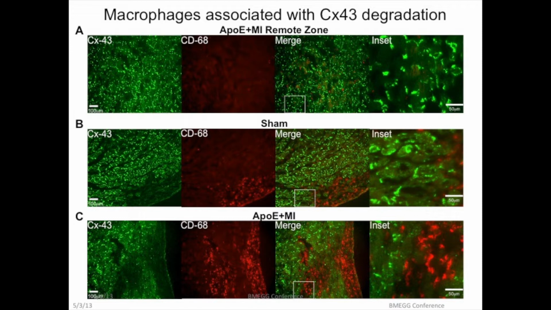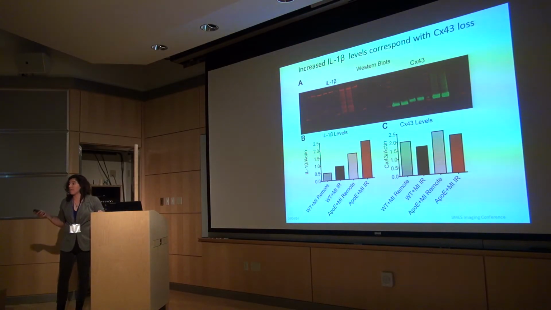You can see from the blown up inlet, nice connexin, no macrophages. Even absent of ischemia, with the introduction of inflammatory activity in macrophages, you start to see some degradation of the connexin. This only becomes further exacerbated in our inflammatory model. We also wanted to quantify this.